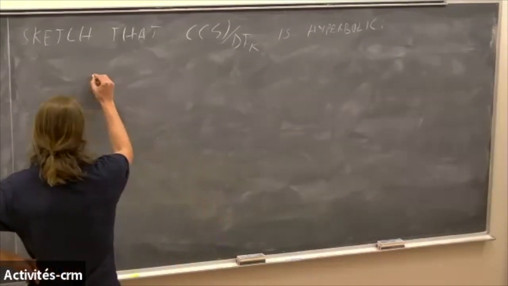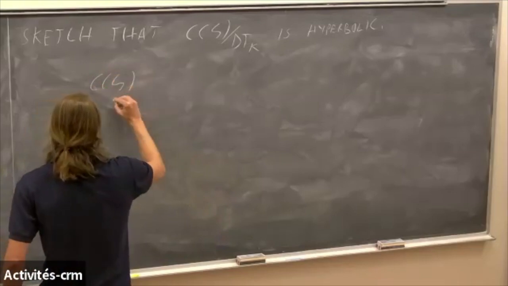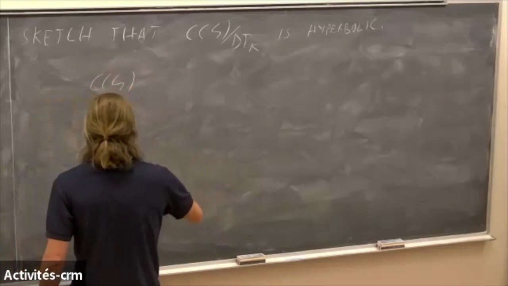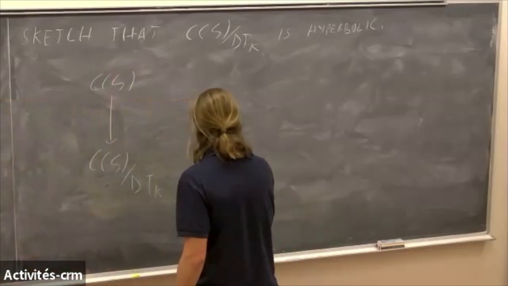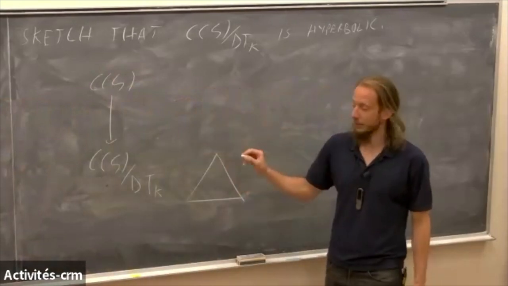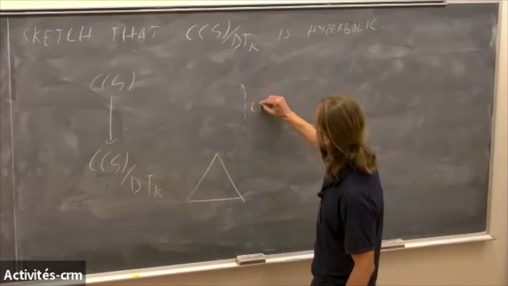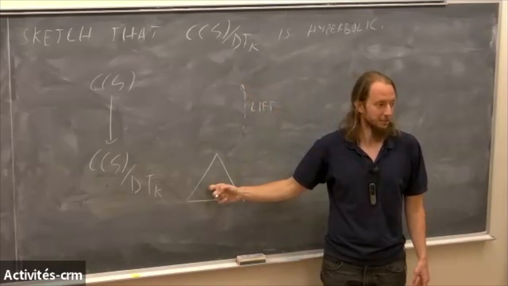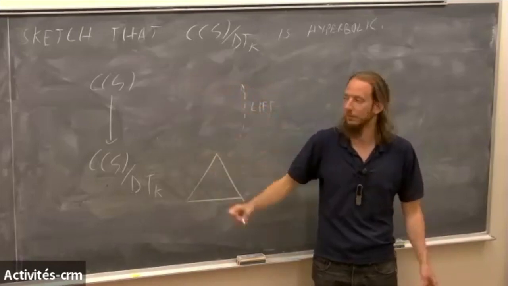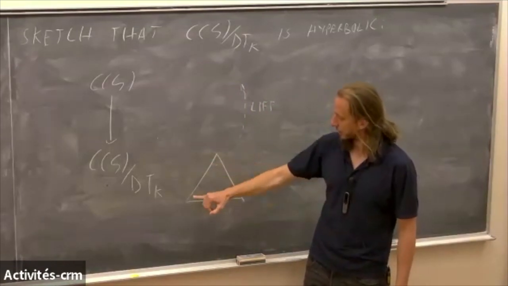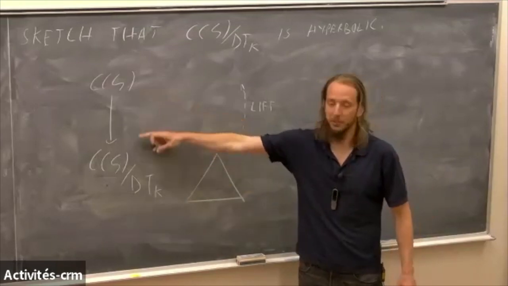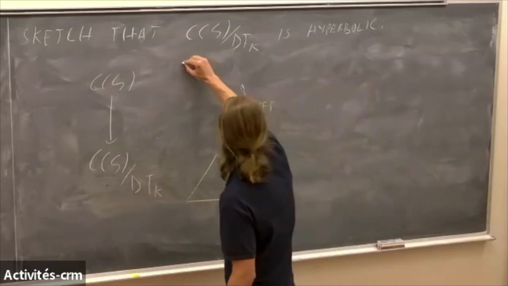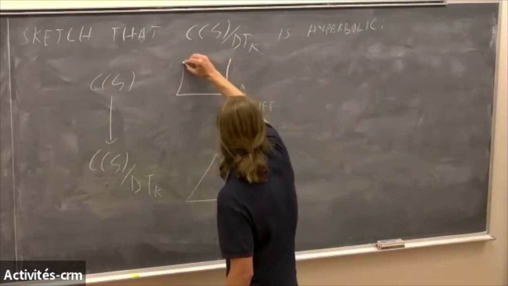All right, so again, we have the same map from CS down to CS mod DTK. And we want to show that this graph, this metric space, is hyperbolic. So we take a geodesic triangle. And if we could lift it to a geodesic triangle, we would know that this is thin, right? Because geodesic triangles are thin here. So you cannot do that, but what you can do is regard this as a path. Okay, so you go around this edge, paths you can lift. It's just a simplicial map. But what happens is that you lift it to something that doesn't quite close up.